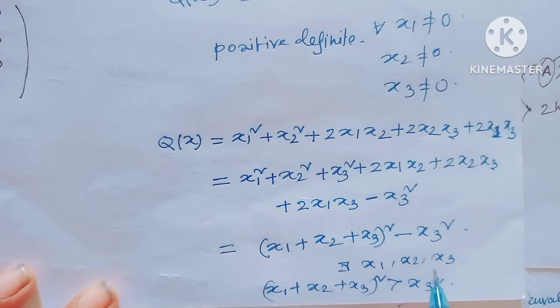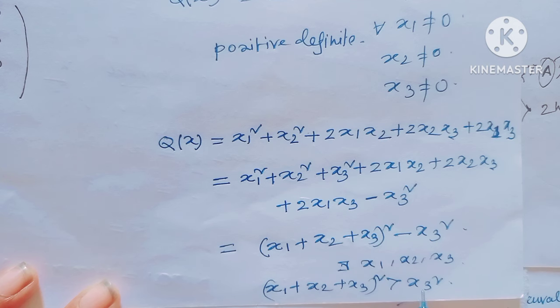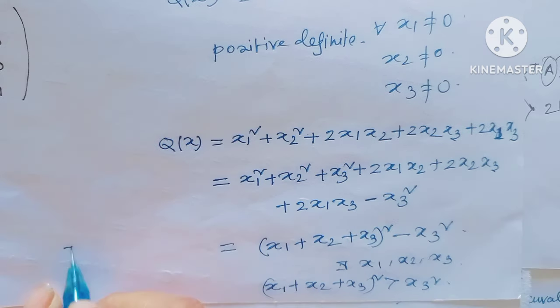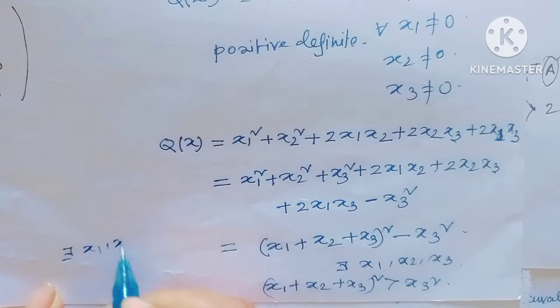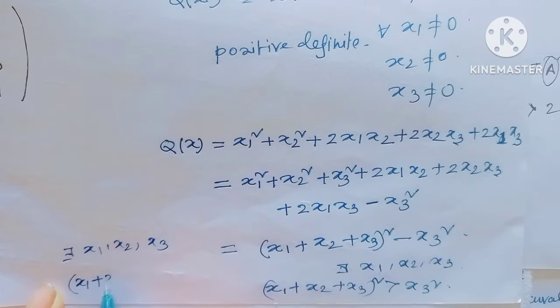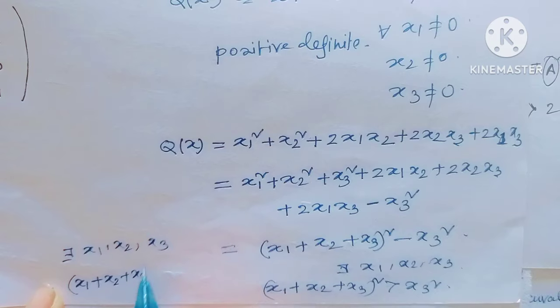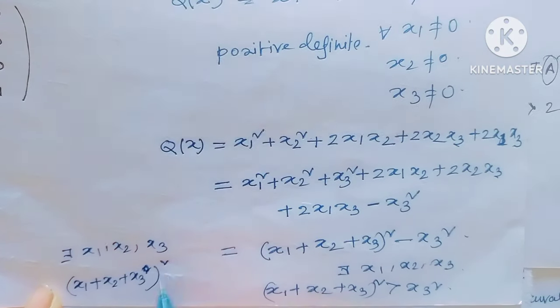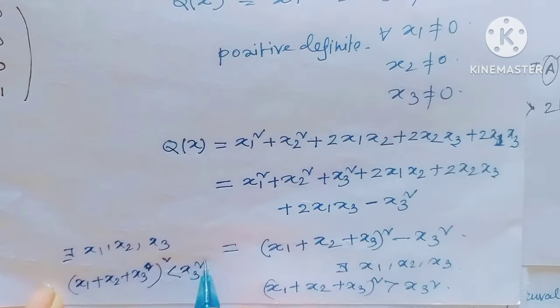Then there exist x1, x2, x3 for which (x1 plus x2 plus x3) square is strictly greater than x3 square, and there exist x1, x2, x3 for which (x1 plus x2 plus x3) whole square is strictly less than x3 square.